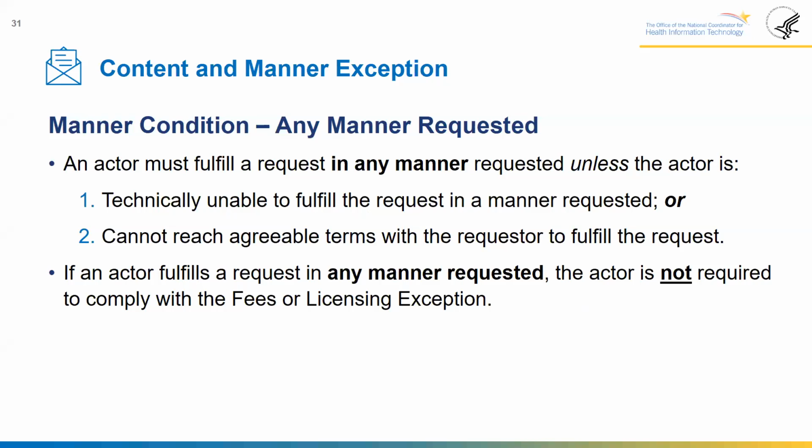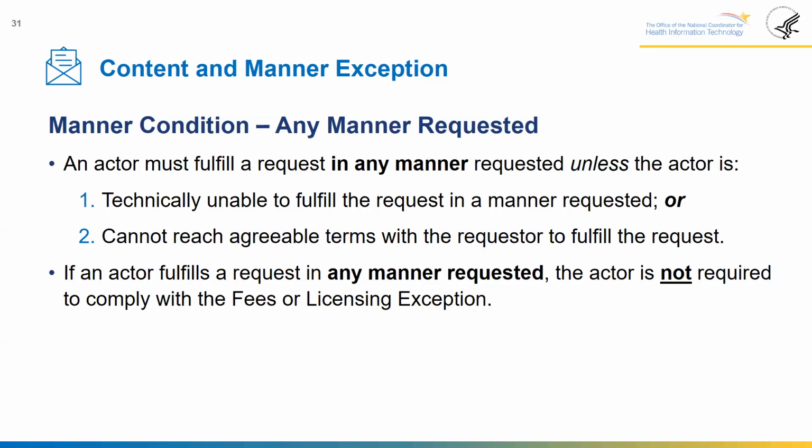So we structured this exception in this way because we believe actors should first and foremost attempt to fulfill a request for access, exchange, or use of EHI in the manner requested. This principle is really central to our information blocking policies. It was part of the infeasibility exception, and it also supports EHI being made available to patients, providers, and others where and when it's needed, which is an overarching theme throughout the rule. We understand, however, that there may be instances when an actor should not be required to respond in the manner requested, and this condition addresses those types of situations.